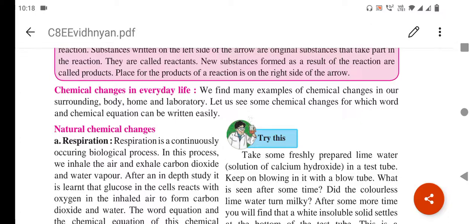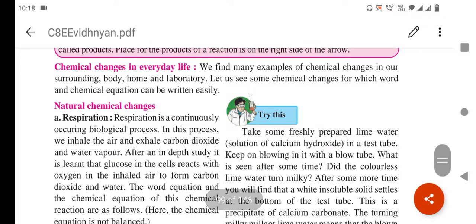Last time we learned what a chemical change and a word equation are. Today I am going to teach you chemical change in everyday life. We find many examples of chemical change in our surroundings, body, home and laboratory. Let us see some chemical changes for which word and chemical equations can be written easily.